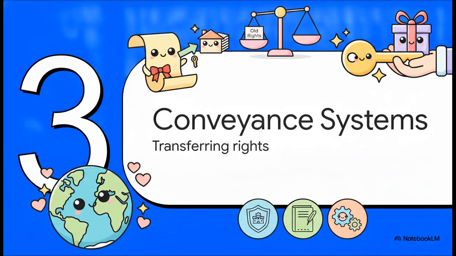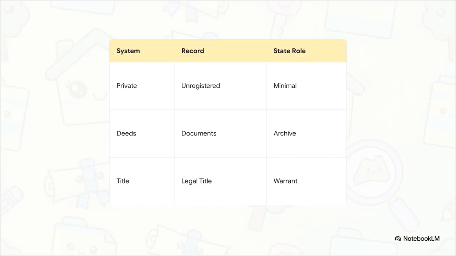Which brings us to Section 3, systems of conveyance. So, around the world, there are basically 3 different ways societies handle the transfer or conveyance of these invisible rights. First up is private conveyancing. This is basically just private arrangements. No direct public notice, no state supervision.